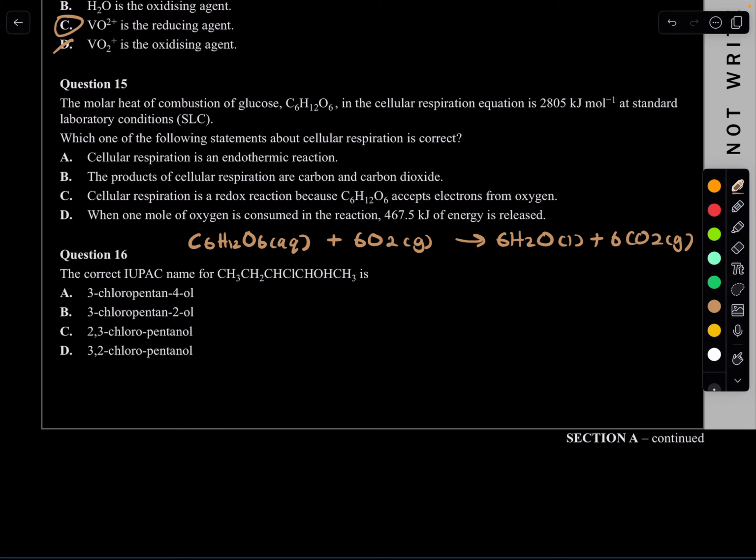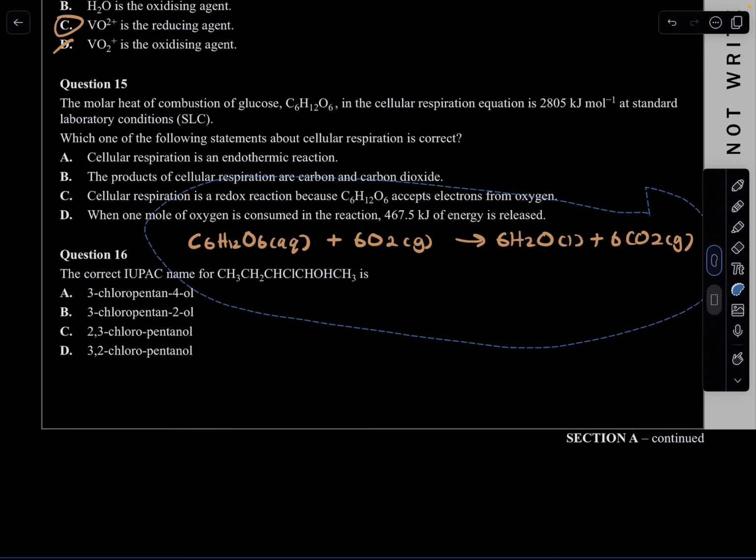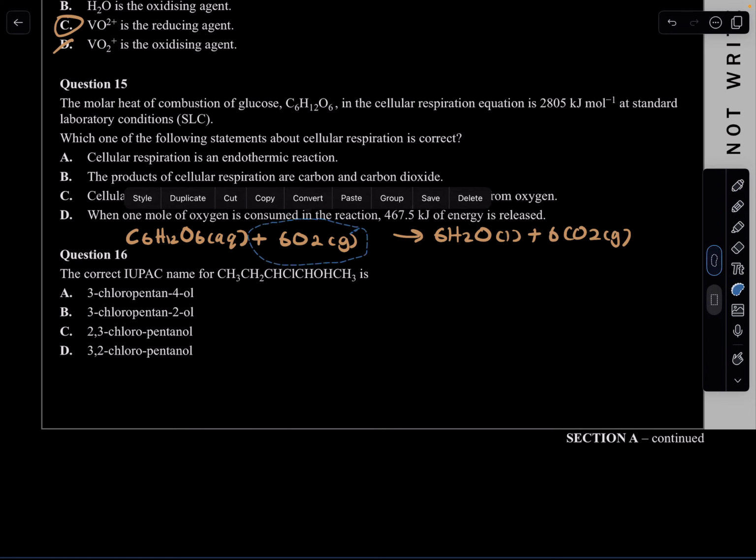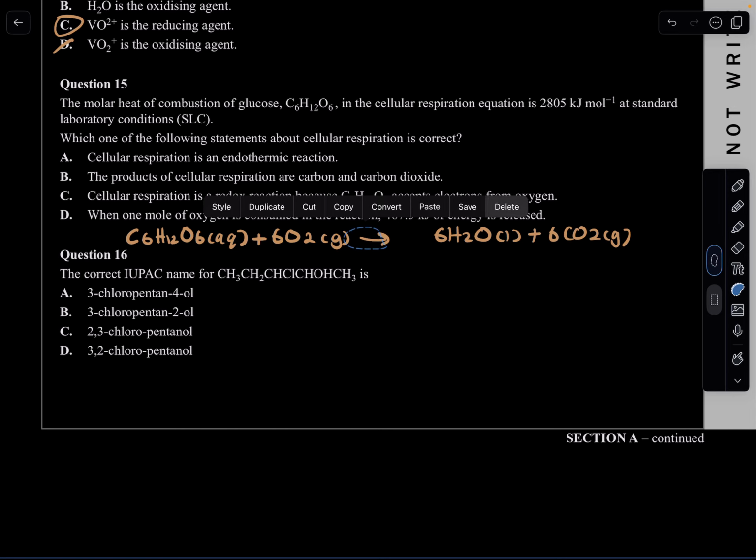Done. This is your cellular respiration. Now, think of it. This is an exothermic reaction. Straight away, we know it's an exothermic reaction because, think about it, glucose is acting as a fuel, and you're reacting with a gas, and you're forming CO2 and H2O, which are basically your normal combustion reaction products. So don't forget that.